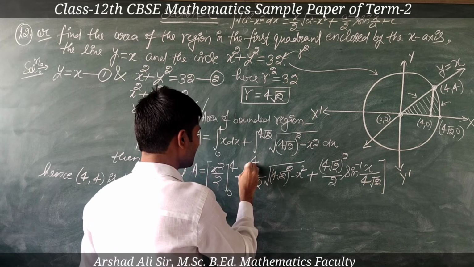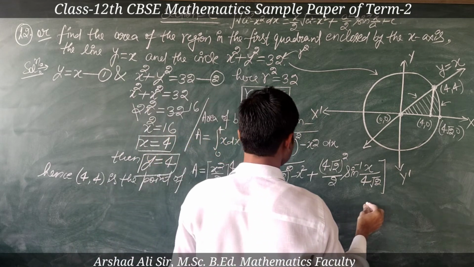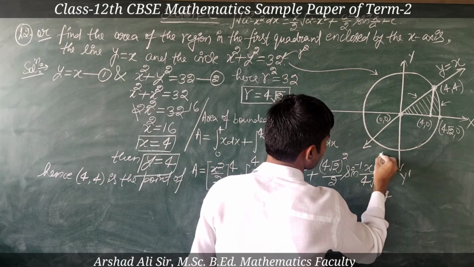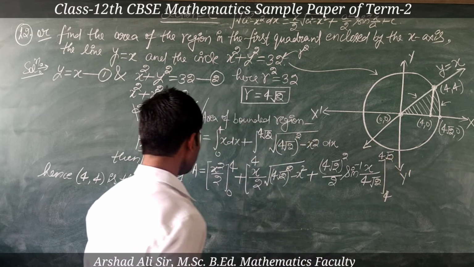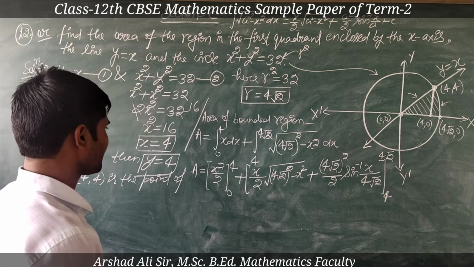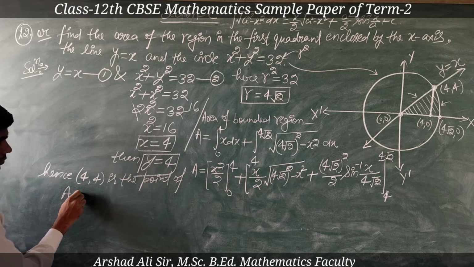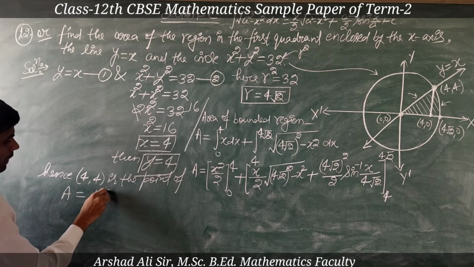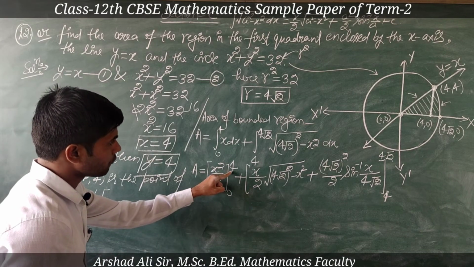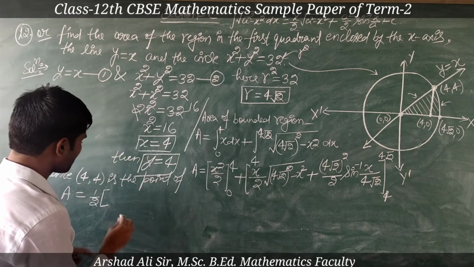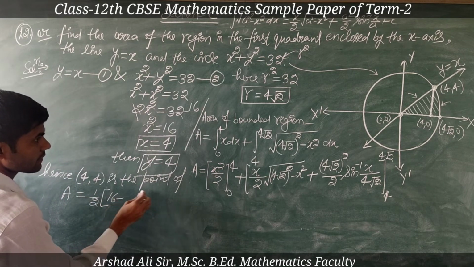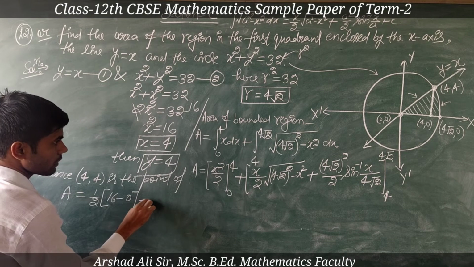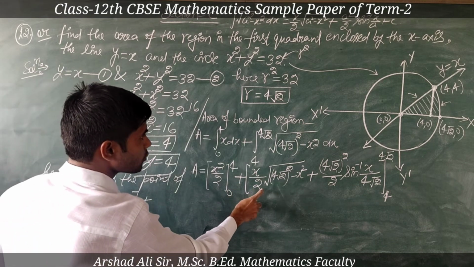Now we can apply the limits. Lower limit is 4 and upper limit is 4 root 2. Okay, now we will have to put the limit. A is equal to 1 upon 2. We will put 4 instead of x. So 4 square will be 16 minus 0 square will be 0 plus x upon 2.